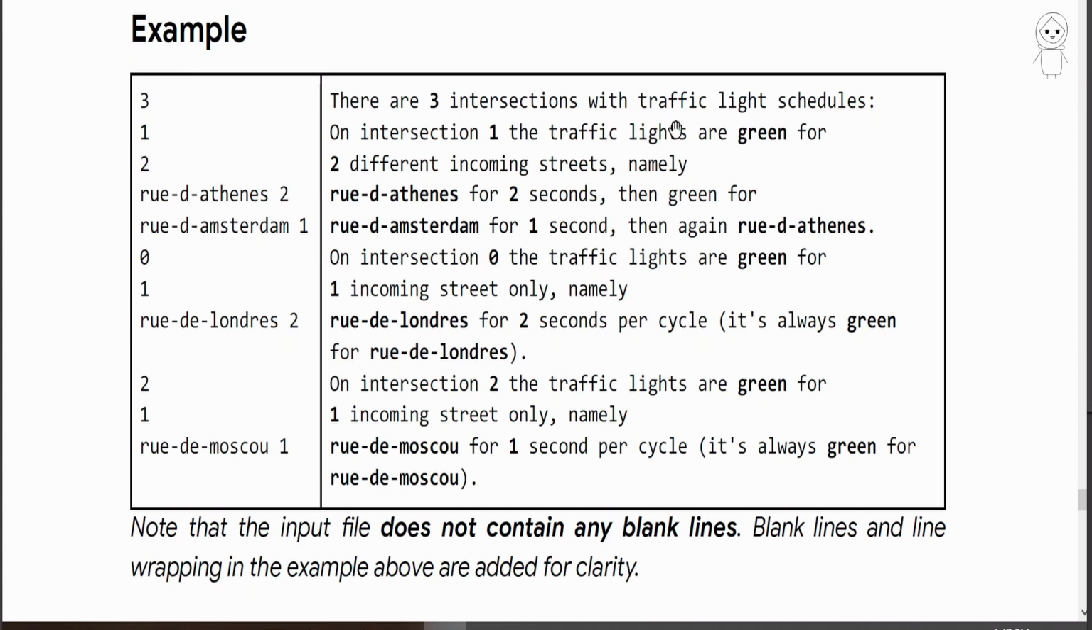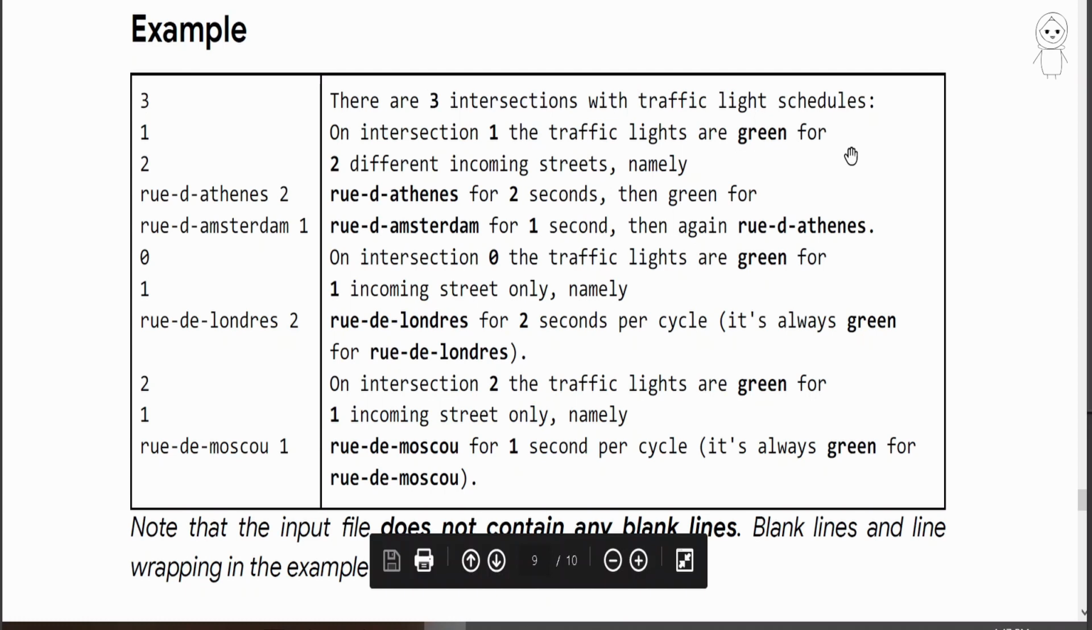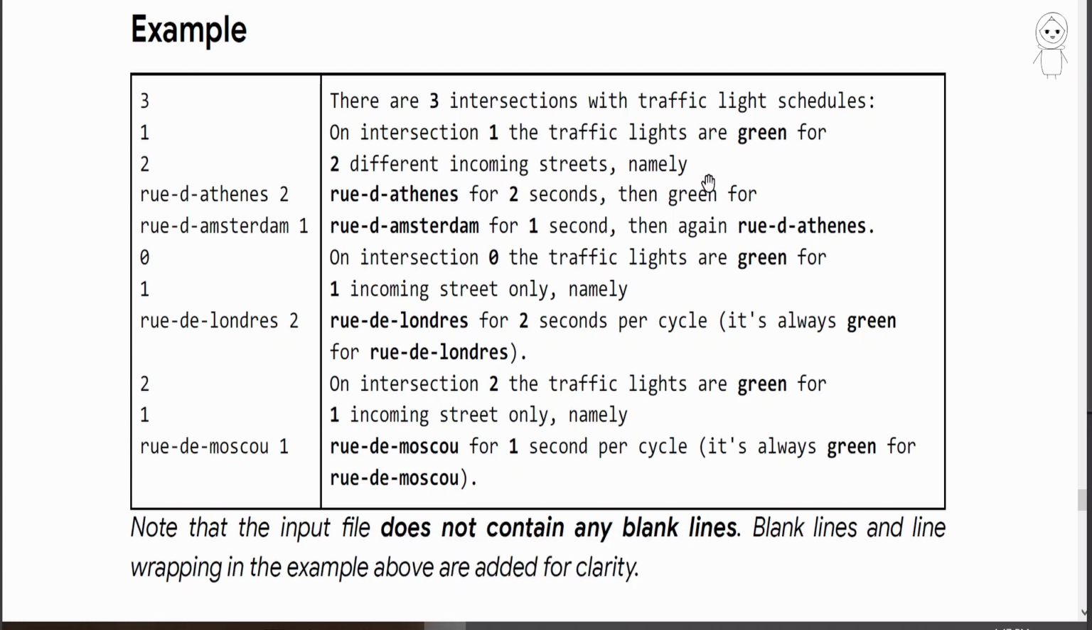It says that there are 3 intersections with traffic light schedules. On intersection 1, the traffic lights are green for 2 different incoming streets. For the Athens one, for 2 seconds, for Amsterdam for 1 second, then again Athens. And then the other one is intersection 0, is green for 1 street only, and that's the Londres one, and that's 2 seconds per cycle. And finally, the intersection with ID 2 is green for 1 incoming street only, and that's the Moscow one, and that's 1 second per cycle.